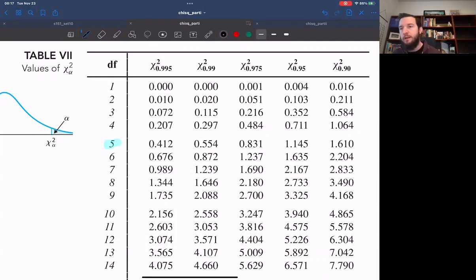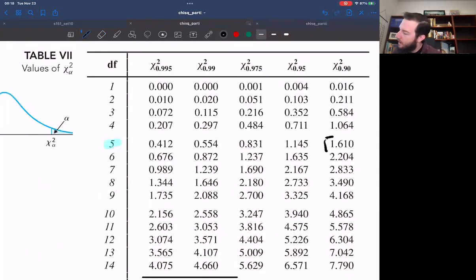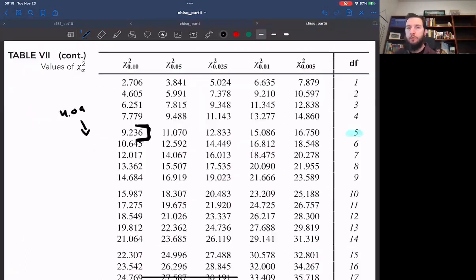And now we're just applying the same technique that we had with the t-table. So our test statistic is 4.09. So as we scroll across this line, you can see that the highest value we have is 1.610. Now, imagining that we're continuing across the page, you can then see that the next value is 9.236. So our test statistic is in between 1.610 and 9.236, because again, we're thinking of this as a left to right object.